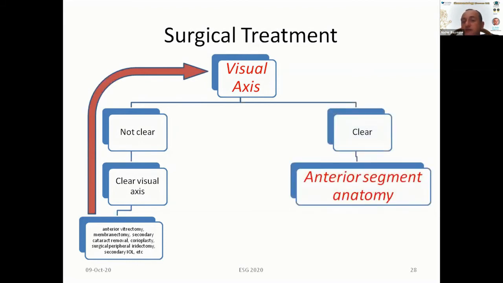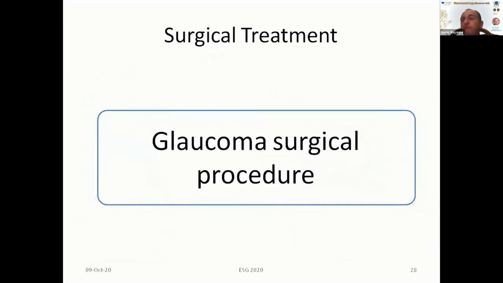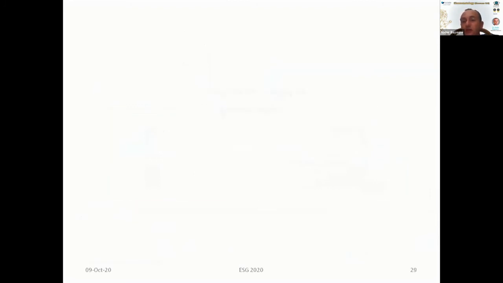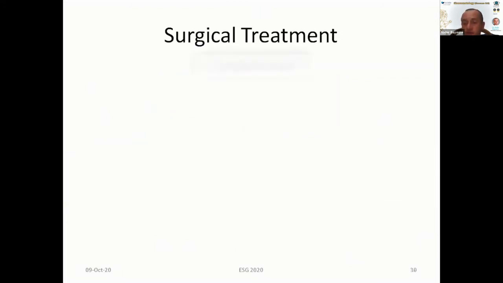Once the visual axis is clear, let's look at the anterior segment anatomy. If it's disorganized, again, you're at the same point again, just correct or make intact the anterior segment anatomy. Once we have an intact anterior segment anatomy with a clear visual axis, we then move to the next question, which is the glaucoma surgical procedure. We have to mention again that there is no consensus on the ideal glaucoma surgical procedure for glaucoma after congenital cataract surgery, bearing in consideration that angle surgery would still give the best results, at least as a primary procedure. But let's say, again, there's no consensus.